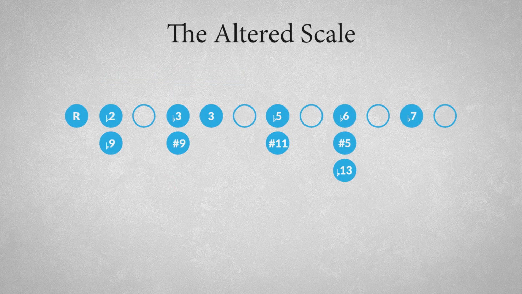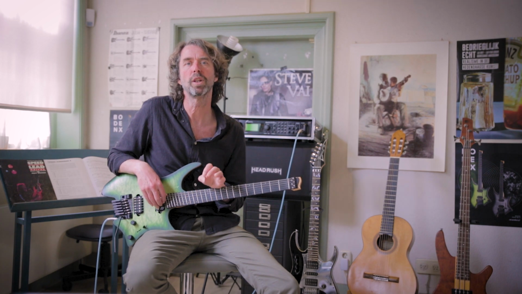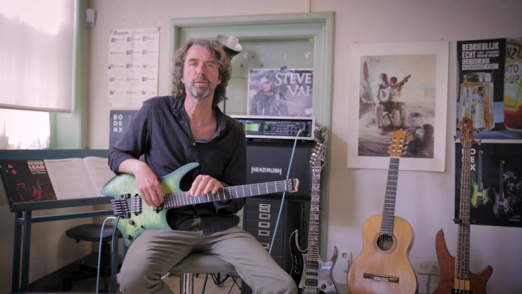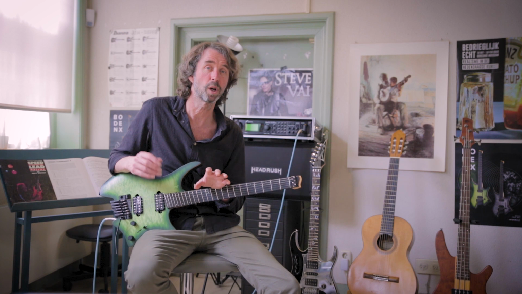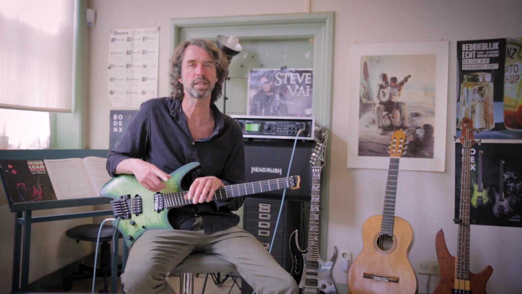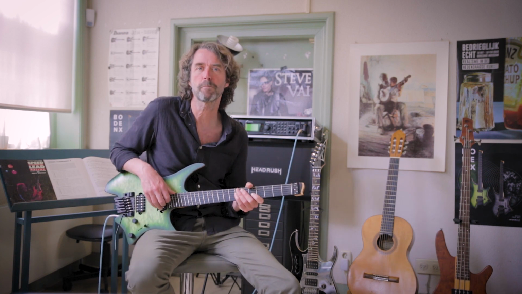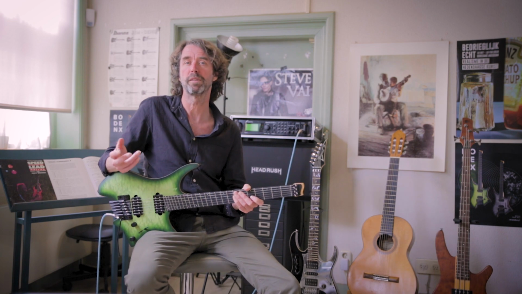This scale contains all the altered notes, the flat 5, the flat 13th, the flat 9, and the sharp 9. So there will be lots of tension when improvising with this scale over a dominant chord. Now here's an example of the scale over a chord progression where the scale is played over a dominant chord.